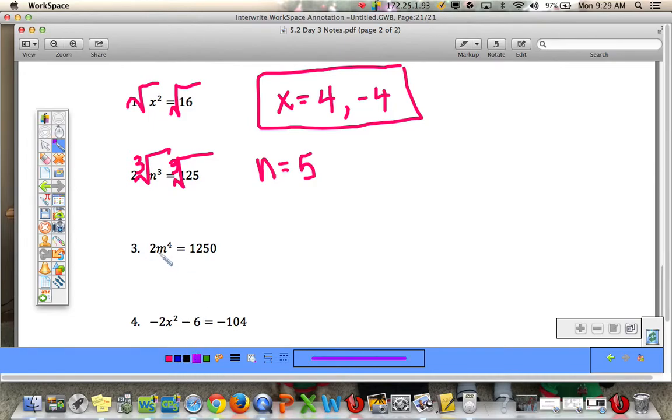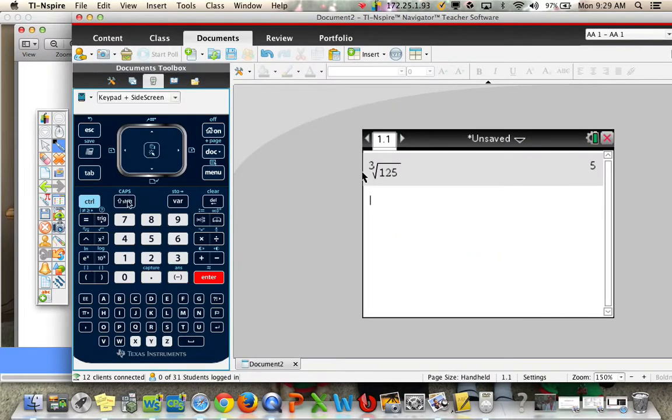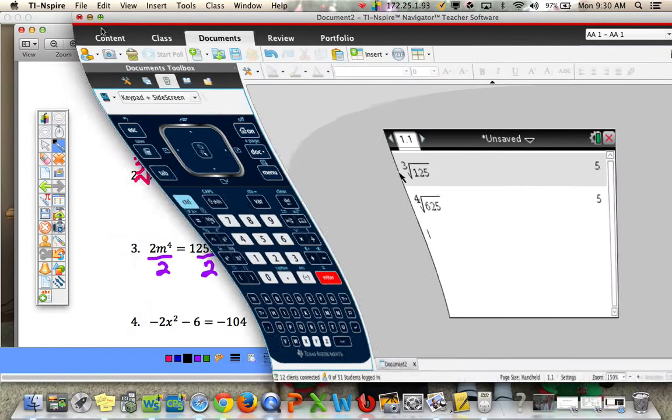Okay, the next one is number 3. We do have to get rid of the 2 first. It's opposite order of operations. So divide each side by 2 first. We have m to the 4th power equals 625. And again, it's asking what number times itself 4 times is 625. Let's use that 4th root key. All right, so we're going to do the 4th root of 625. Whoops. Let's try that again. 4th root 625. And the answer is 5.